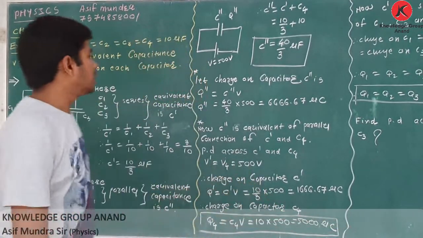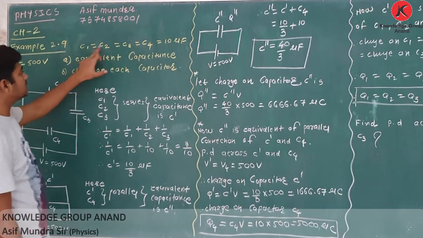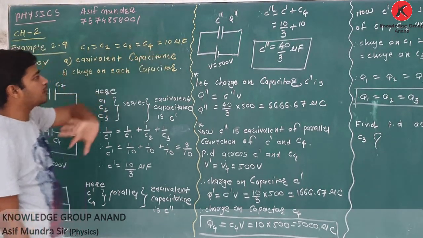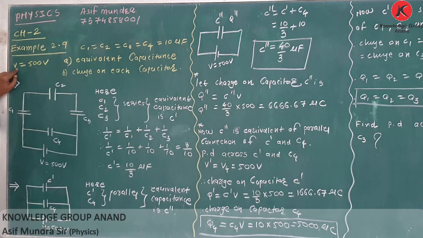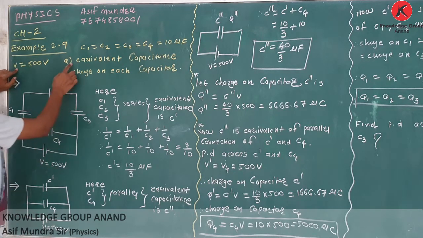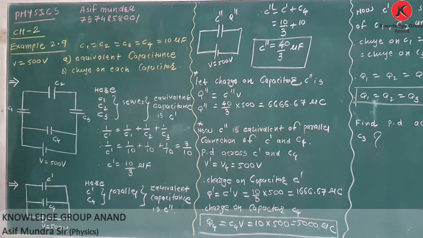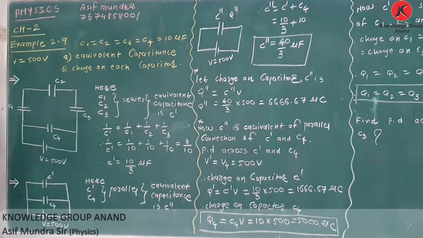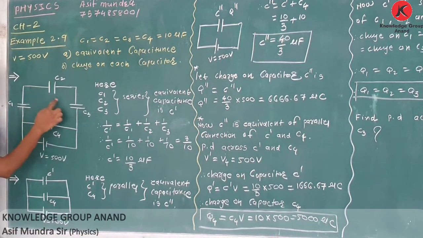See carefully. Here you are given four identical capacitors, C1, C2, C3 and C4, each 10 microfarad. They are connected with a battery having supply voltage 500 volt. You are given the figure, don't worry. Your question 1 is to find the equivalent capacitance, and question 2, the charge on each capacitor. See here carefully. This figure is given: C1, C2, C3, C4 and the battery having 500 volt supply.